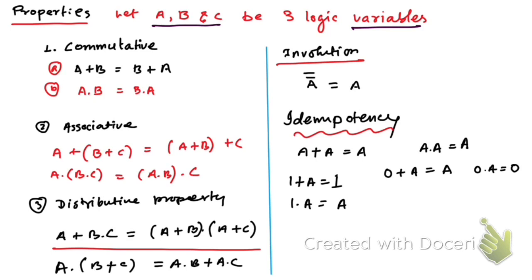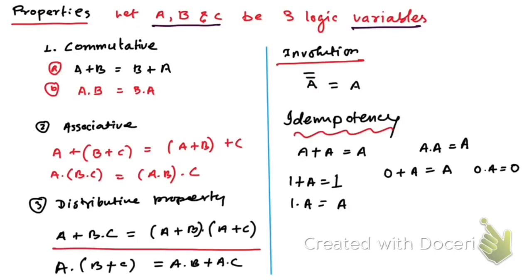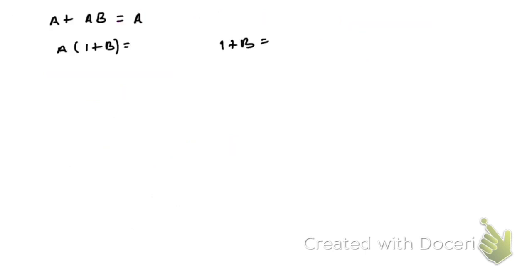Okay, now you see one more very important property. If you have A plus A dot B, or simply you can say AB, then you can write A. Because when you take A common from here, then you're going to have 1 plus B. I have already given you that here. You see 1 plus A is 1. Similarly 1 plus B, that's also going to be 1, right? Because we have OR gate here, OR operation.